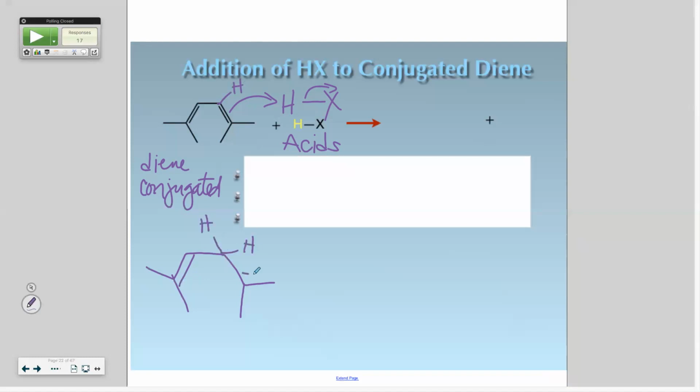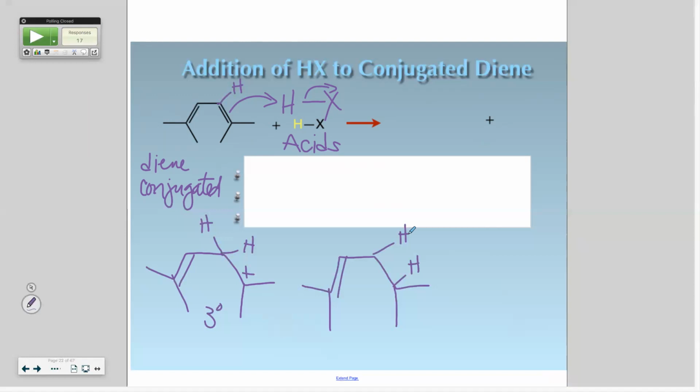Okay, so what kind of carbocation did we get? Tertiary. What if we put it on the other spot? What if it looks like this? All right, hang on. I'm going to put it here. There's still an H up here, so I'll draw it in again because you guys like to forget about those.